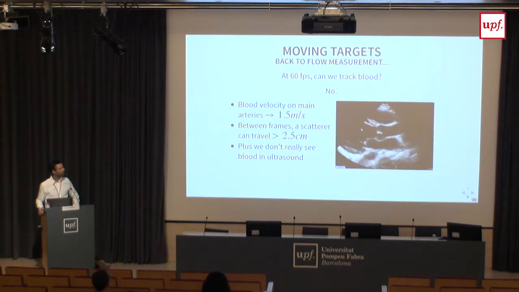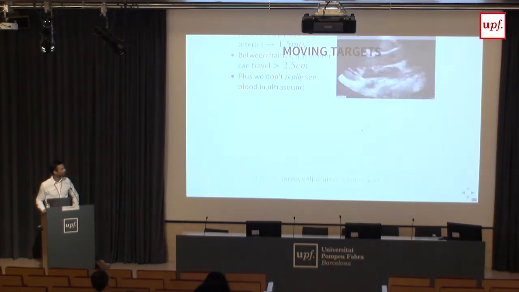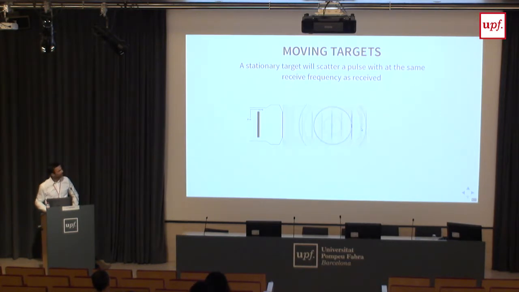So how can we measure blood if all these problems are there? Well, let's have a quick look at what happens when we try to make a picture of something that moves with ultrasound. First, let's imagine that we are sending a wave continuously, and this wave is being scattered by a particle that doesn't move. If this is the case, then the frequency of the wave that we send is the same as the frequency of the wave that we receive, and we are all good.